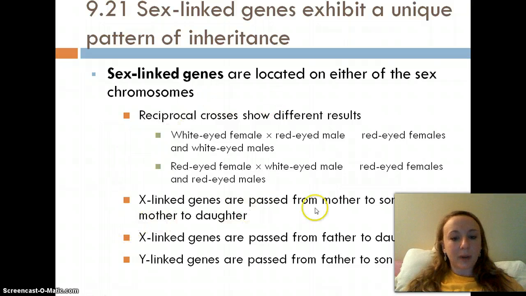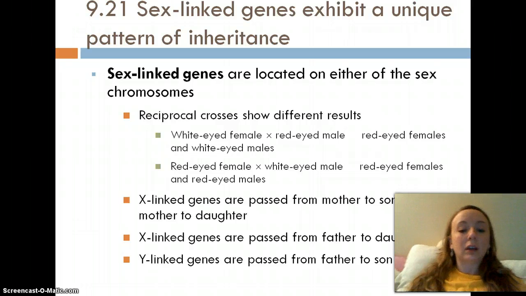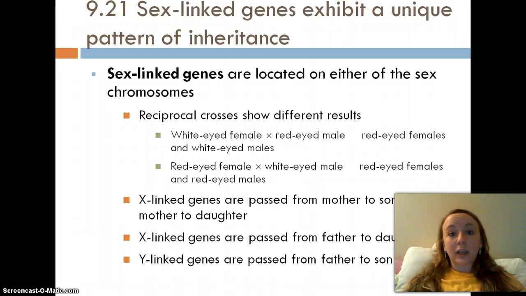X-linked genes are passed from mother to son and mother to daughter. X-linked genes are passed from father to daughter, and Y-linked genes are passed from father to son. We know that makes sense because only the sons will have the Y gene. The females will get an X from the father, and the sons will get a Y.